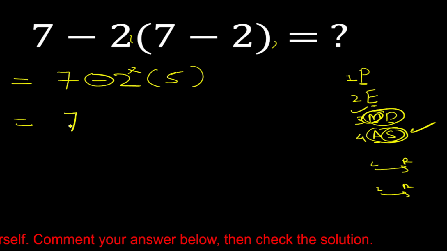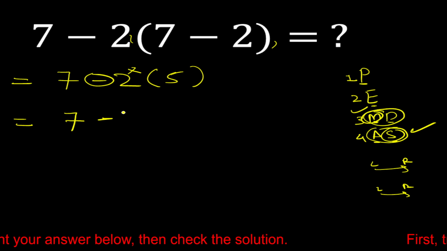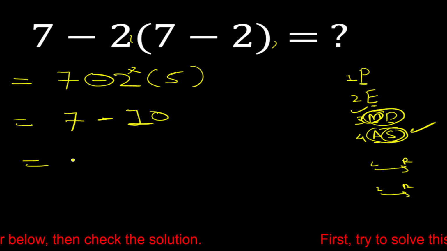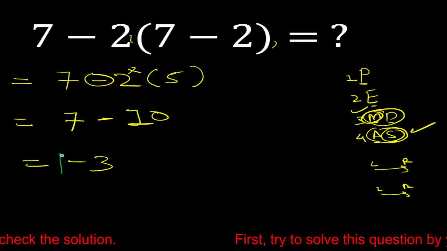Okay, so 7 minus 2 multiply 5 is equal to 10. So now 7 minus 10 is equal to minus 3. Okay, so the correct answer is minus 3.